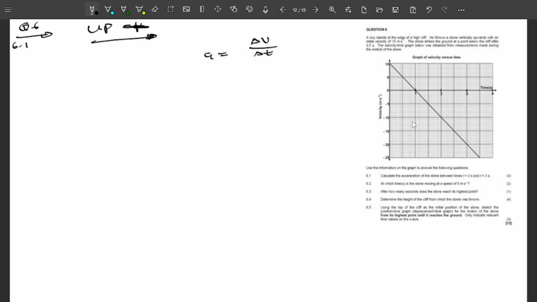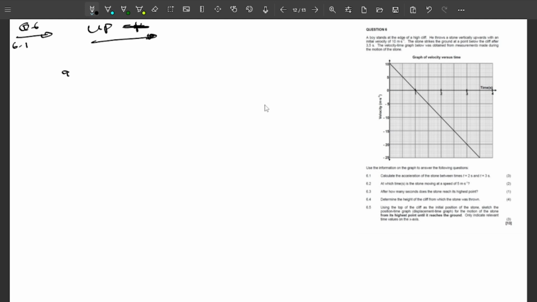So that's how acceleration is defined. And here's why: this is the y-axis, this is the x-axis. In maths, we define the gradient as y2 minus y1 over x2 minus x1, right? I hope now you see what I mean. Good. Now let's begin. They said to calculate the acceleration of the stone between these two times.